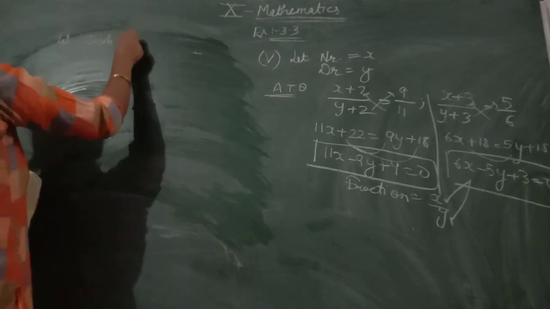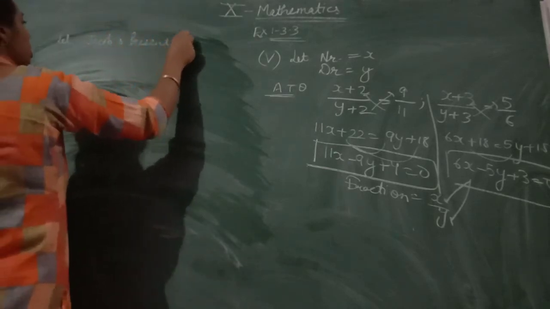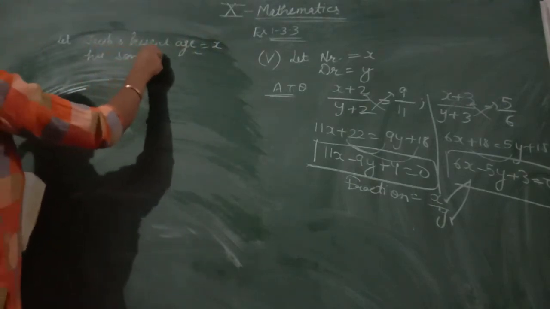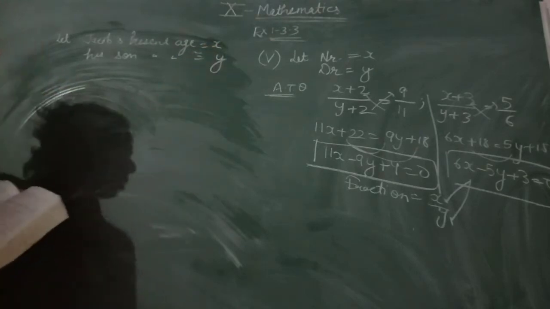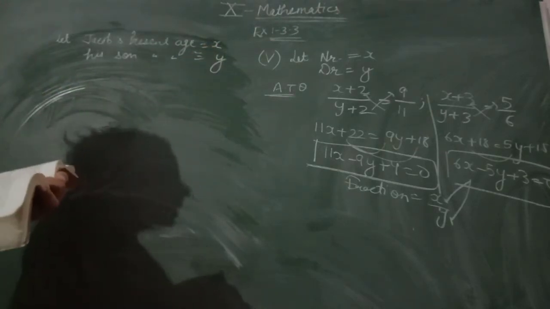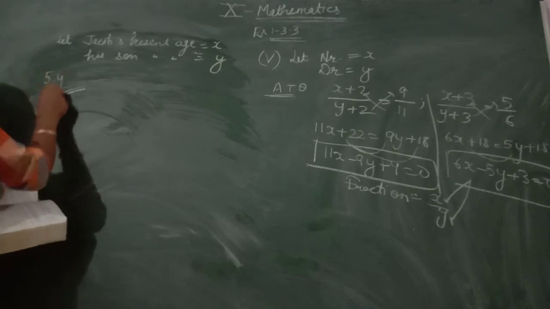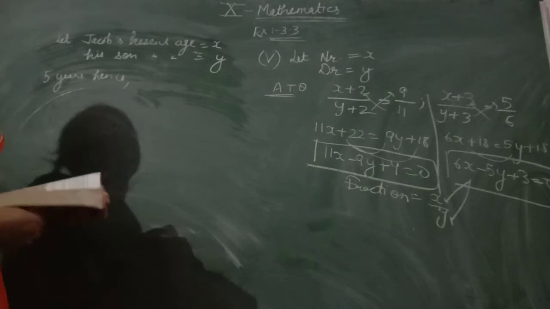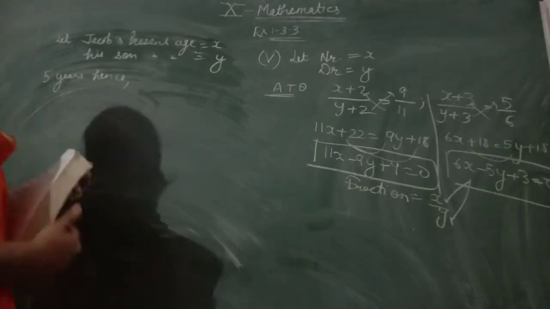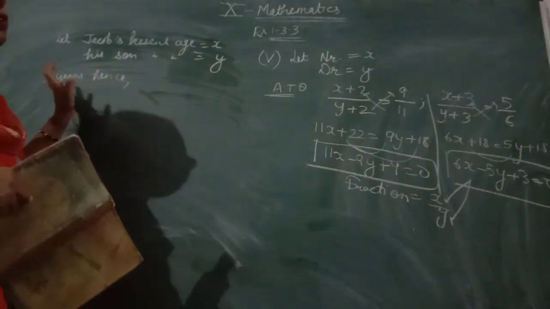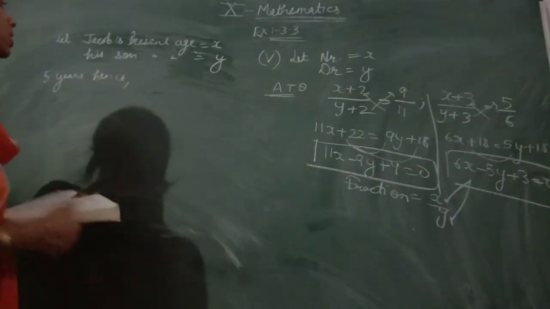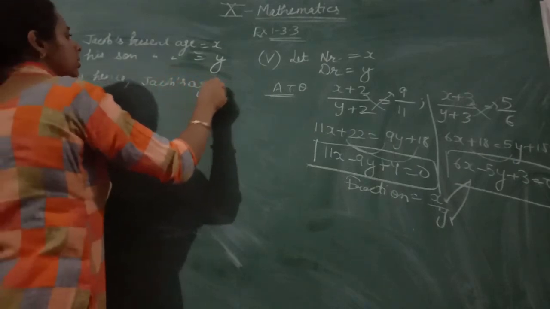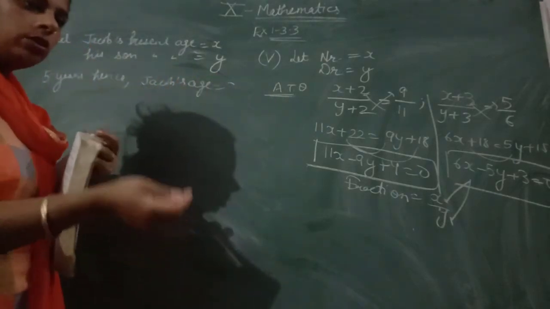Jacob's present age is x, and his son's present age is y. So he is talking about 5 years hence. 5 years hence means 5 years later, 5 saal baad. What will be Jacob's age? After 5 years, what will be your age? You will add 5 now.